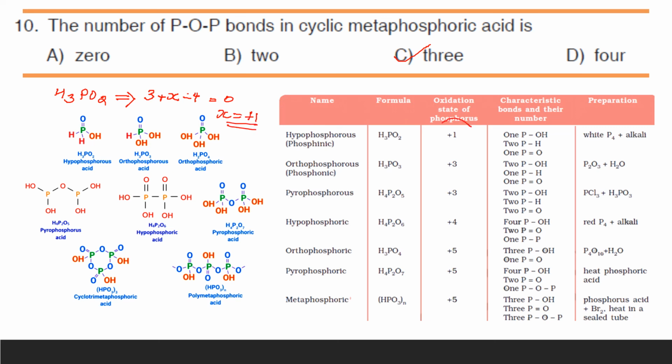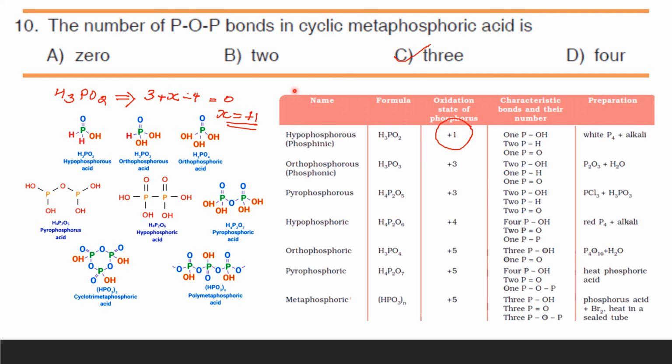So that is given in the table here. In the same manner, you can calculate the oxidation state of phosphorus in various acids, like in orthophosphorus you have +3, pyrophosphorus +3, etc. You can go through this table. And these are points regarding the number of POH, PH and P double bond O bonds. And these are the preparation procedures for various acids.